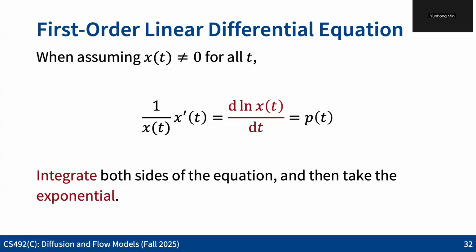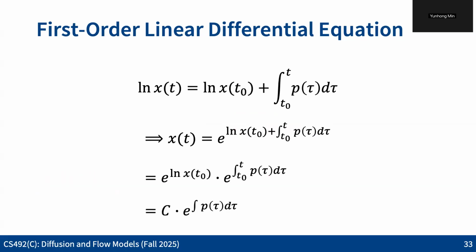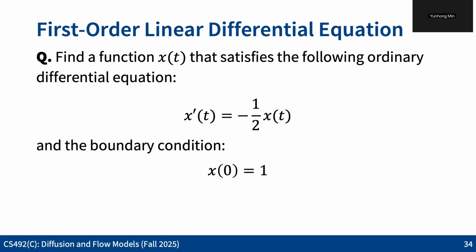So by dividing both sides by x_t, we can see that the left side becomes the derivative of the log of x_t. Then we can simply take the integral of both sides and take the exponential, right? Then you see that x_t becomes an exponential function with respect to the p function here. Make sense? Great. I went through everything quite fast, but let's see.